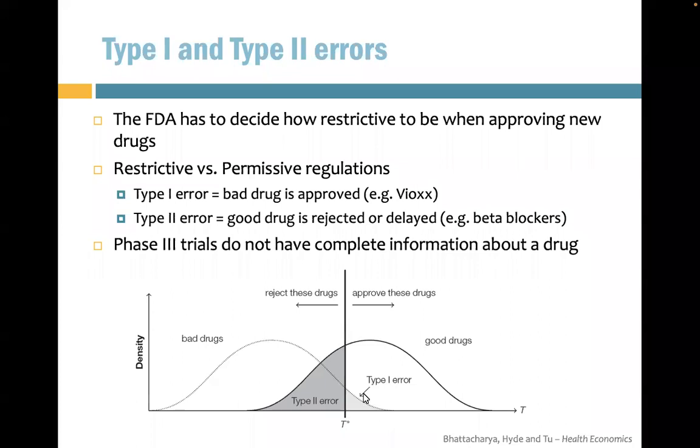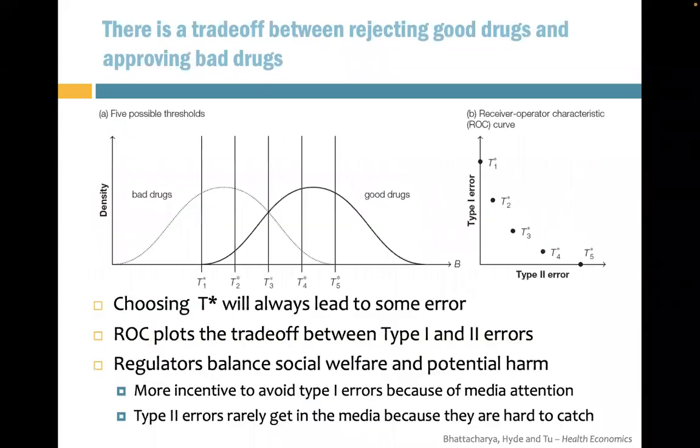On the other hand, the type 2 error is on the left-hand side of T star. This is the probability that you had a good drug, but you rejected it. So that's a type 2 error, which is a good drug being rejected. Okay, so how do we actually draw this line? Where should I put the T star?